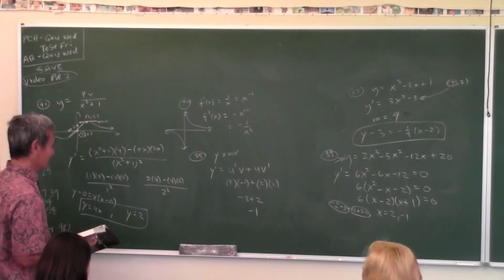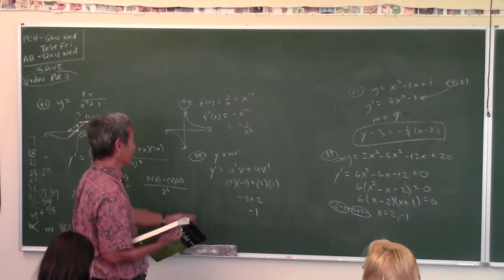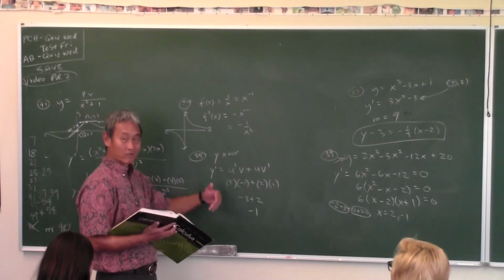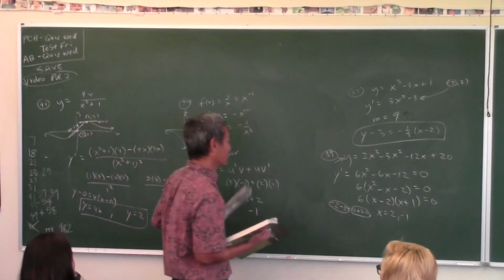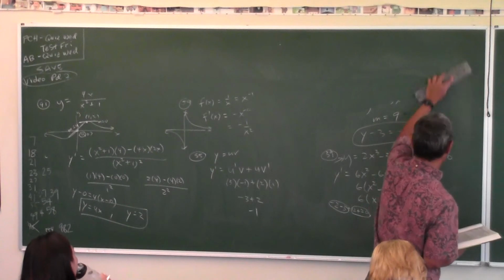That's on tomorrow's quiz too. So I'll give you a hint. You're either going to use the product rule or the quotient rule. Or maybe both, I don't know. I haven't really made it yet.